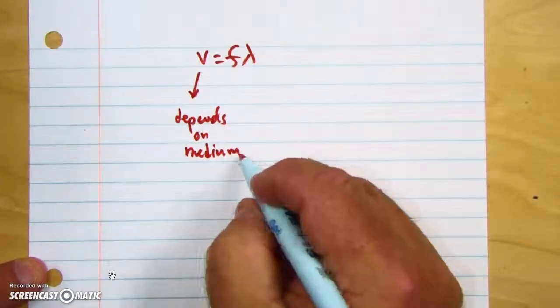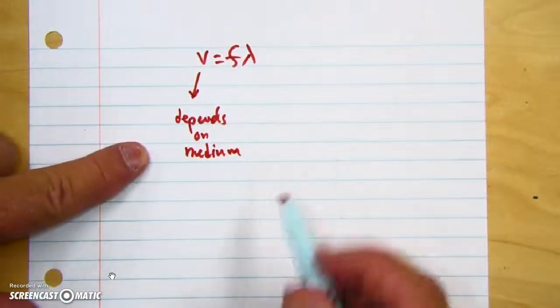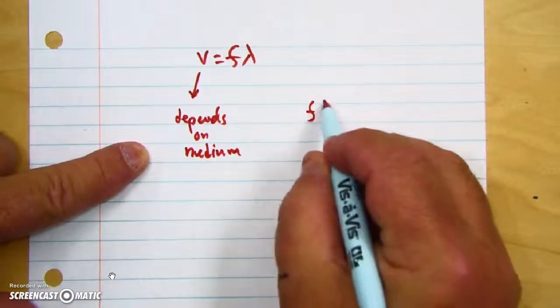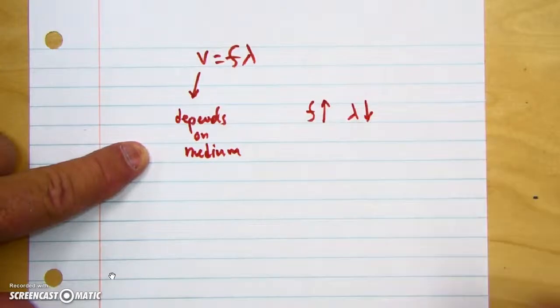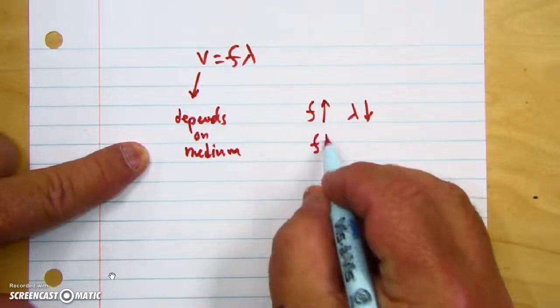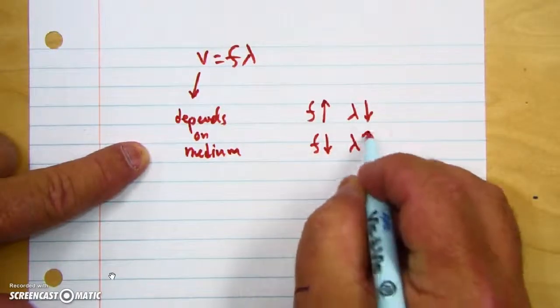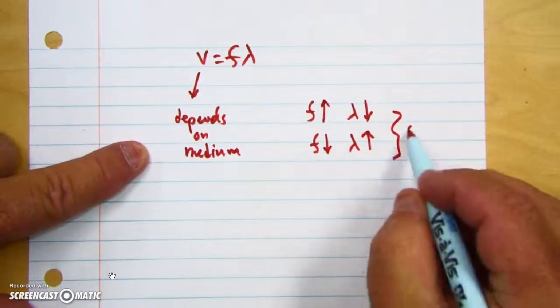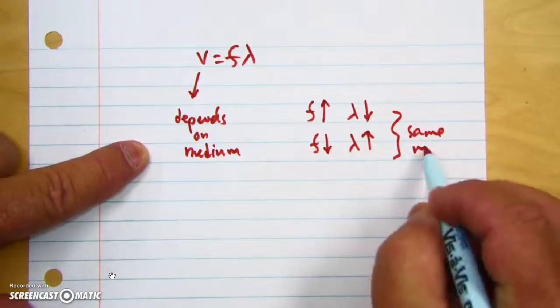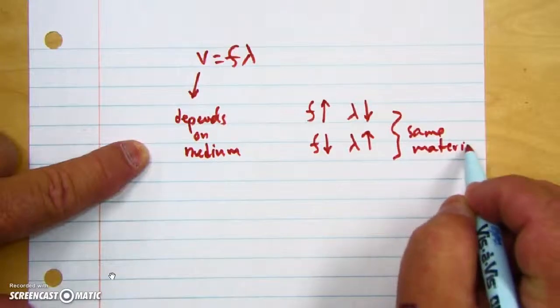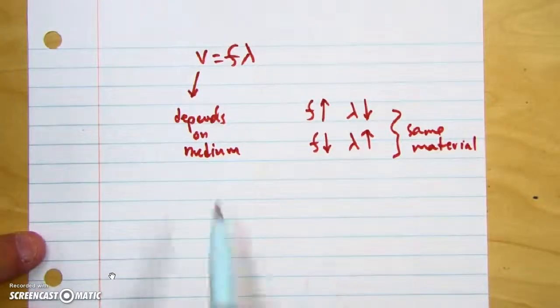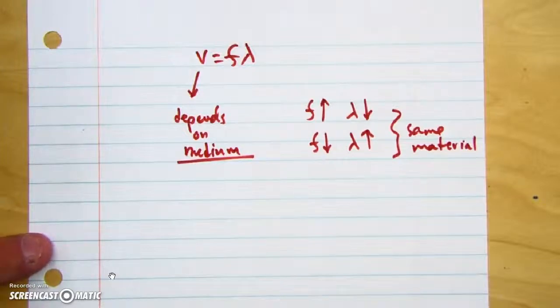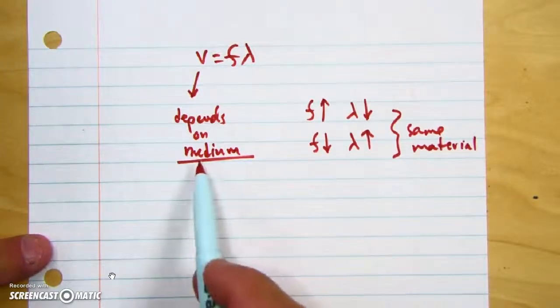So what happens after that, if you stay in the same material, as F goes up, lambda goes down, and of course vice versa, as F goes down, lambda goes up, as long as you're in the same material. Now the other thing is kind of important to understand. It depends upon the medium. So it depends. You can change the medium.